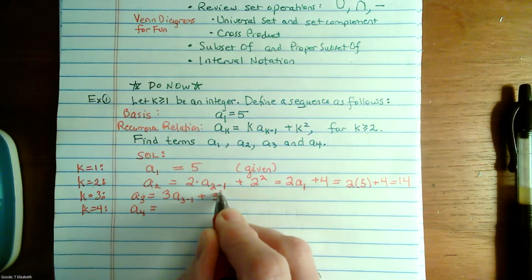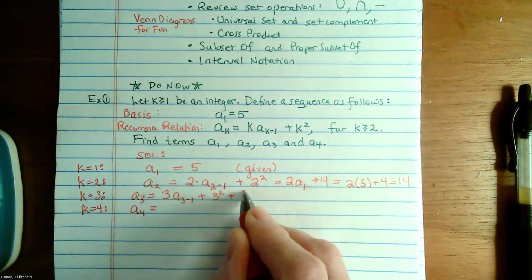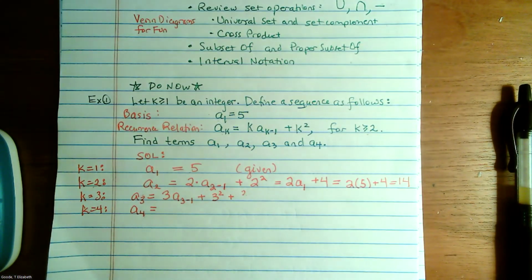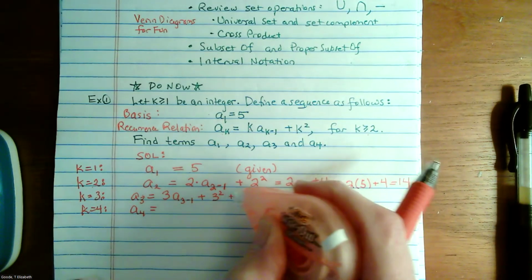Plus 3 squared. So it's, oops, gotta find my whiteout. Can't live without my whiteout. Oh. Here we go. This should be equal to.